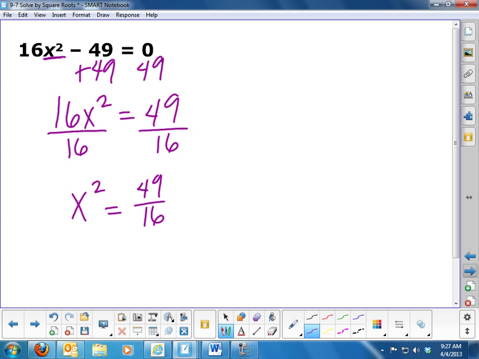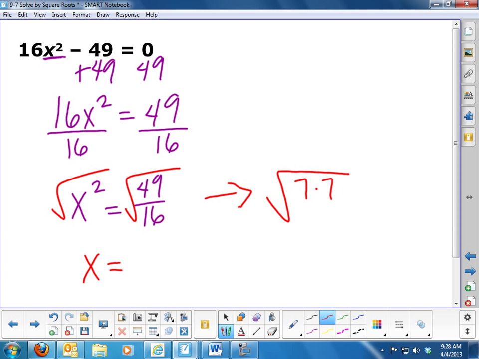Okay, a lot of you are going to want to make that a decimal. Let's not make it a decimal. Let's leave it as a fraction because this happens to work out in our favor because 49 is a perfect square and 16 is a perfect square. If I take the square root of x squared, it's going to give me x. And this will be the first time that you guys are seeing this. So the square root of 49 over 16 is the square root of 7 times 7 over 4 times 4.